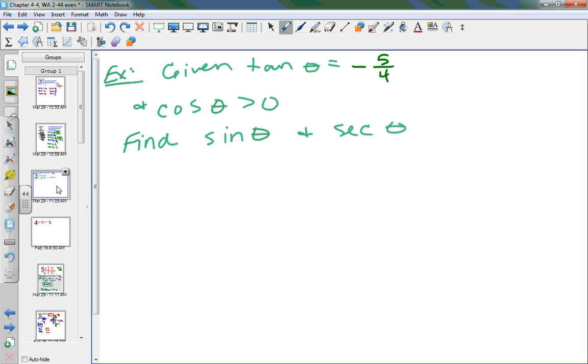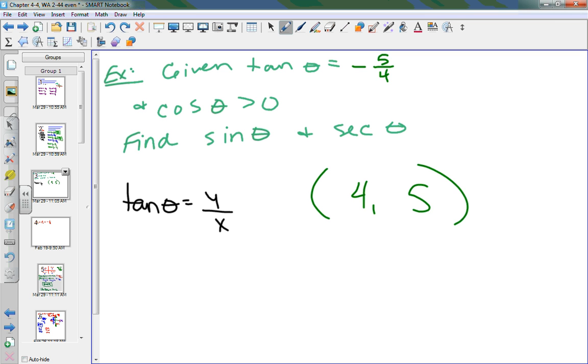What tangent is? Tangent is y over x. That's what tangent is. Do we understand that? So what does this imply about our value? Do I have a point? Yes, I do. What's my point? I have a 4 and a 5. I want to know which one's negative.